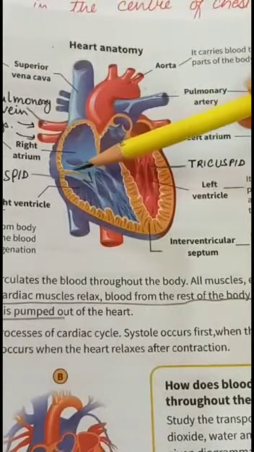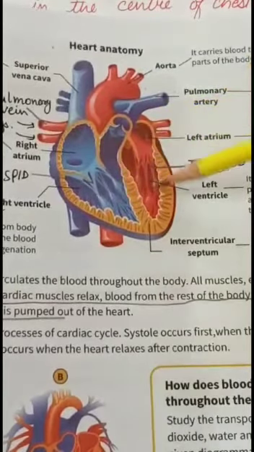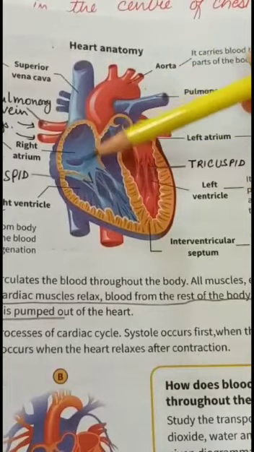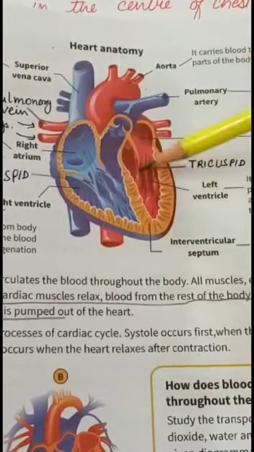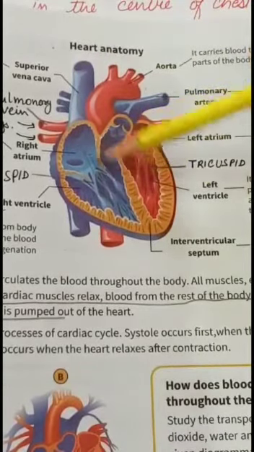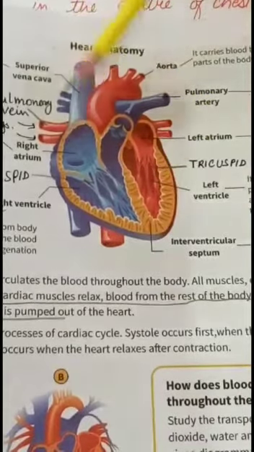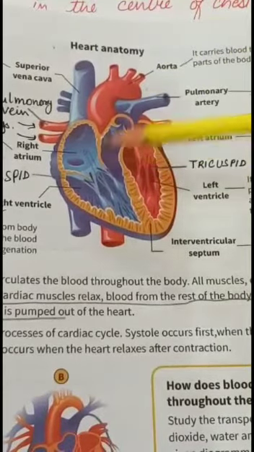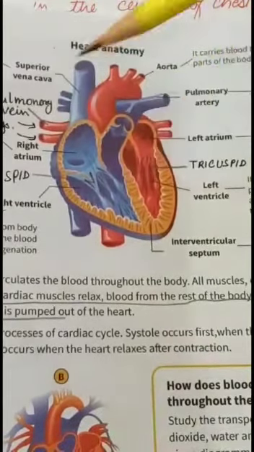There are valves present between atrium and the ventricle on both the sides. These valves close during the relaxation of heart and they don't allow the backflow of the blood. So these valves prevent the mixing of deoxygenated and oxygenated blood. Also, the right side of heart is completely separated from left side of the heart. So there is no mixing of oxygenated and deoxygenated blood.